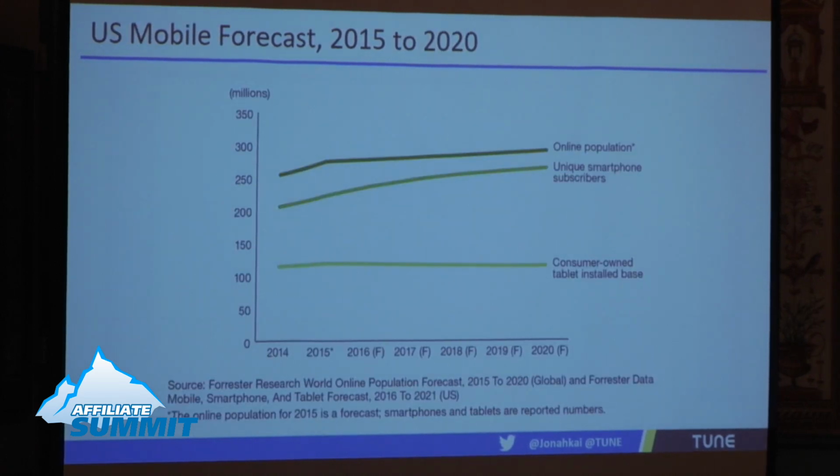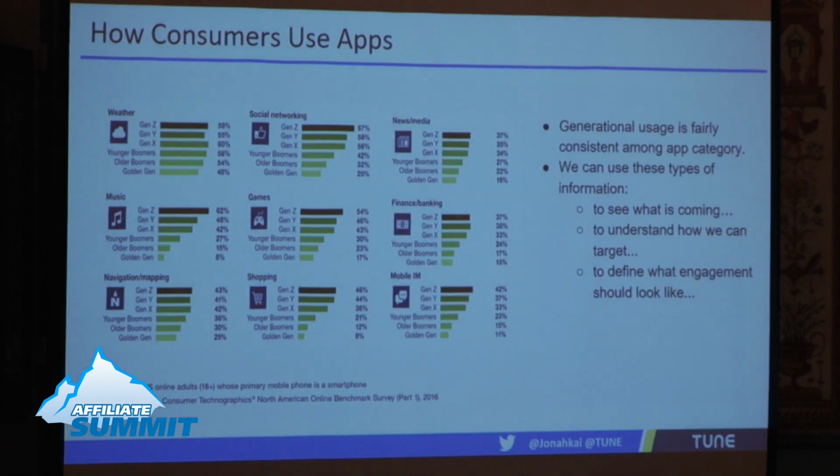For the US market, for 2015 to 2020, what you see is that unique smartphone subscribers are almost going to reach online population, which is an interesting thing as well, because it means that smartphones are going to be the driving demand behind people's usage of their basically their eyeballs.